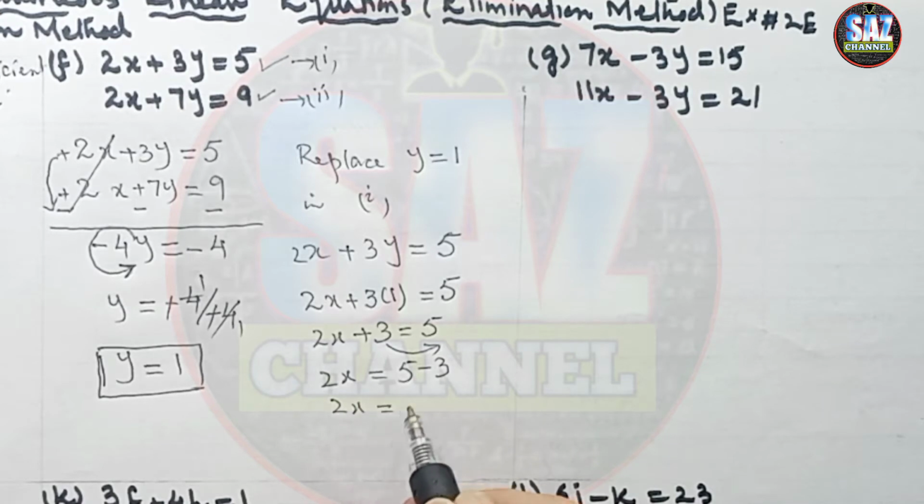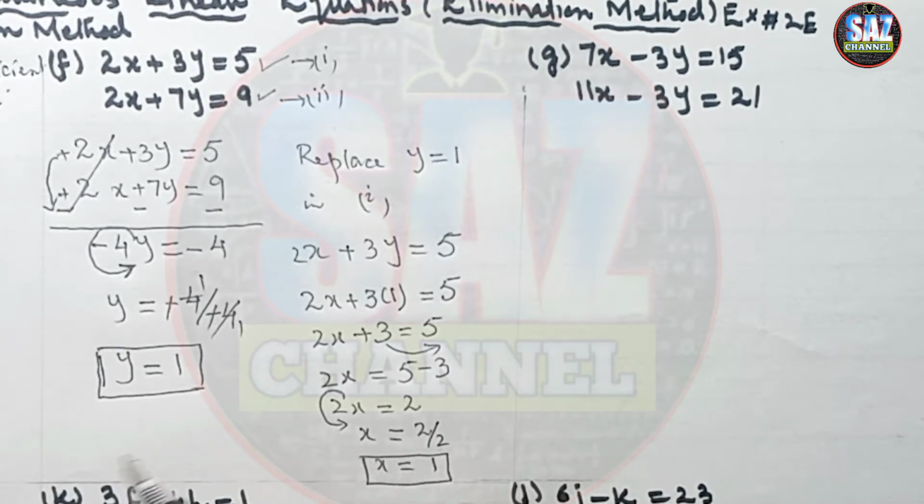2x equals 2. And in order to get the value of x, I have to shift this 2 to the other side. 2x, 2 upon 2, and x equals 1. So the suitable values of x and y which satisfy both the equations, or the solution for this situation, is x equals 1 and y equals 1.